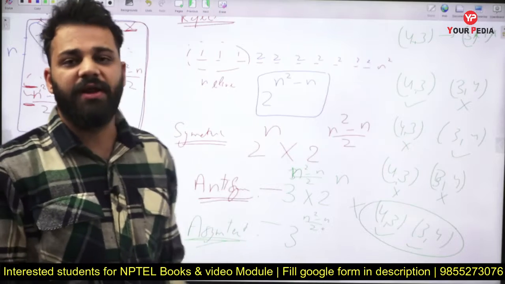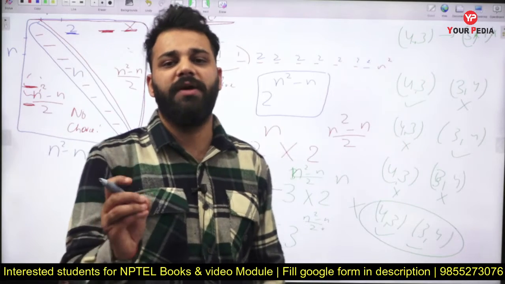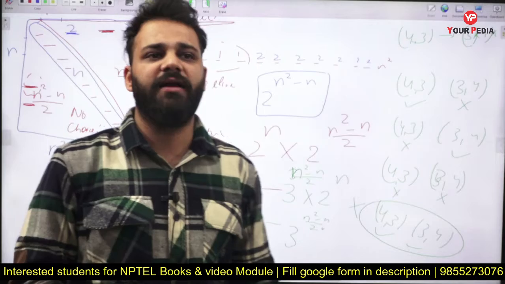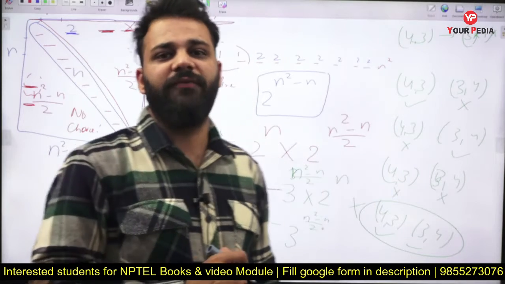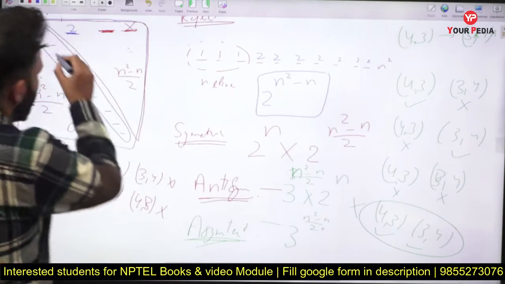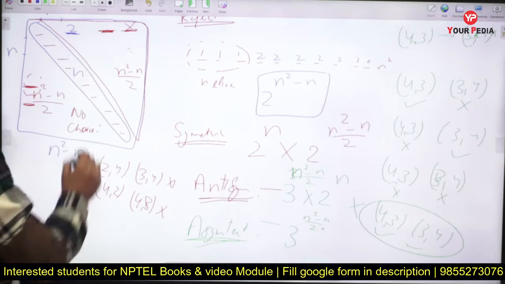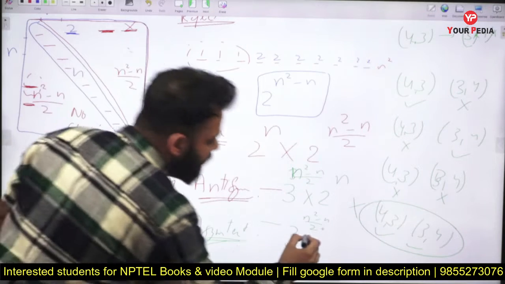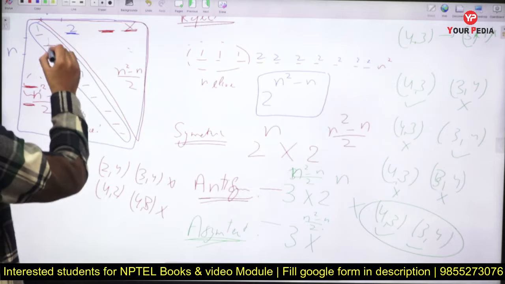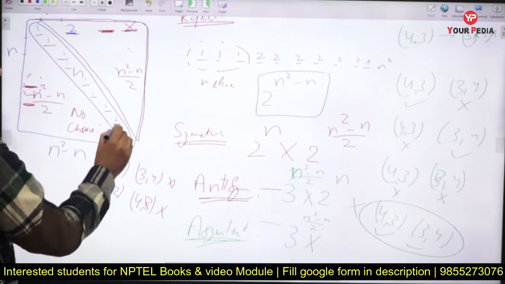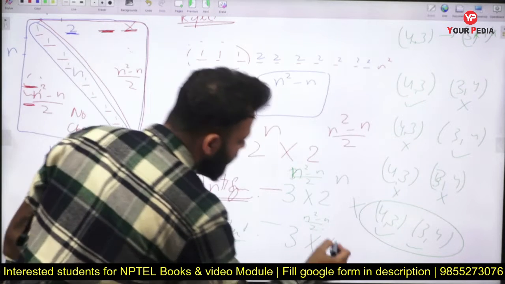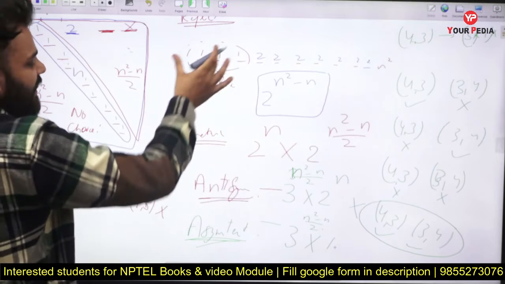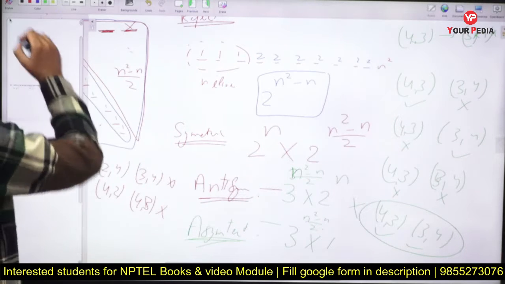But in asymmetric, it is saying that there should not be a single self loop present in our relation. So if there is no single self loop present in our relation, then these elements will not have any choice. They all will have only one choice. They cannot come in our relation. So multiplied by 1. So this is the counting for reflexive, symmetric, antisymmetric and asymmetric relation.